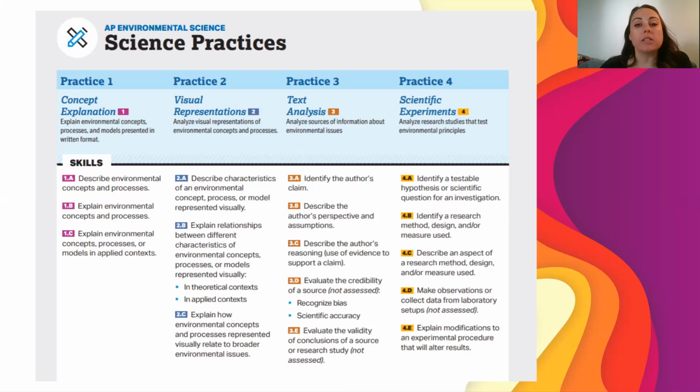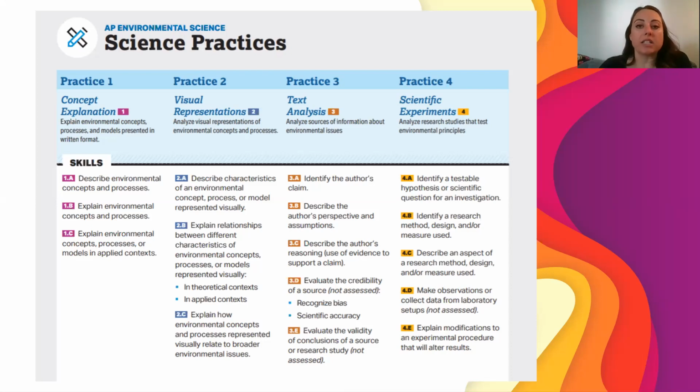Science practice 2 is visual representation. So that means you're going to explain a model. For example, if the demographic transition model was presented to you, you're going to be able to explain how countries move through that demographic transition model, how their economic status changes, how their birth rate changes, things like that. A second example of a visual representation might be a graph, a figure that shows plate tectonics and asks you some questions about plate tectonics, or a figure that shows you wind patterns, and you're going to have to decipher some information about winds.